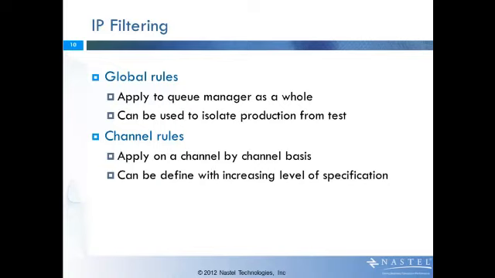So in this topic, there are really two things that are generally applicable. There are a set of global rules. The global rules apply to the queue manager as a whole, and these can be used to basically isolate queue managers from one another, such as production from the test environment, so that you don't accidentally have an application that connects to production and deletes all the messages when they meant to be connecting to the test system.